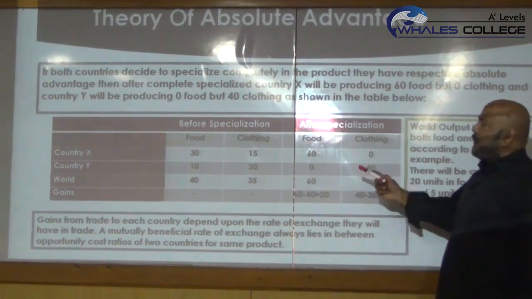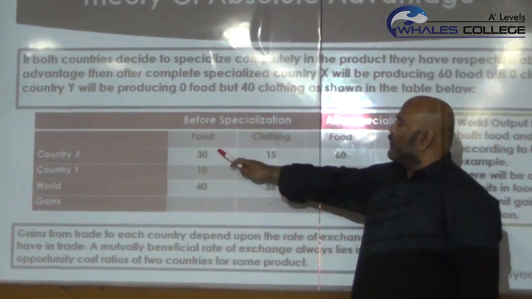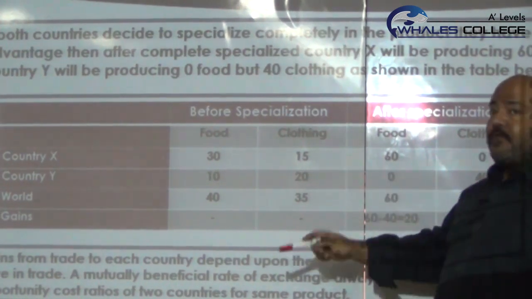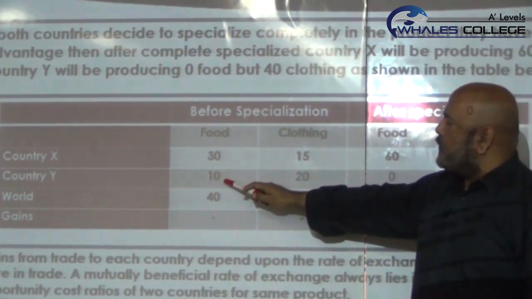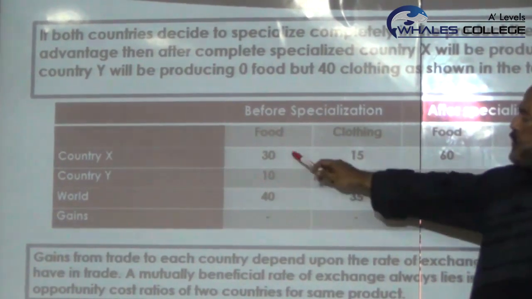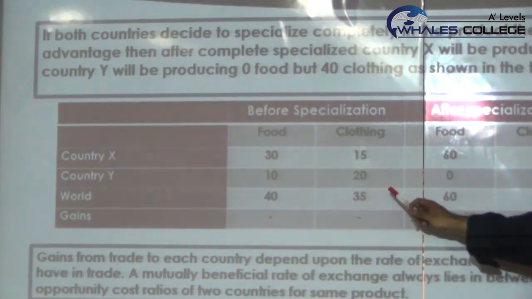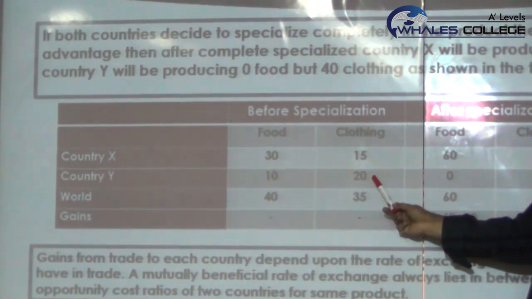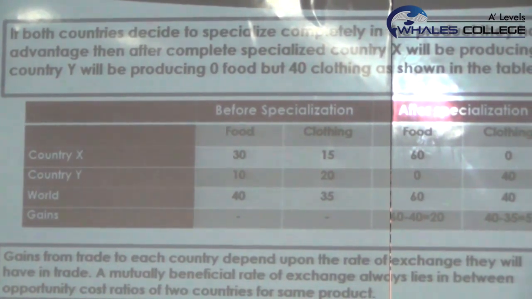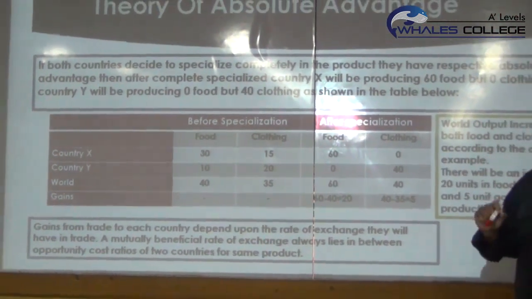Now, before specialization, the situation was like that. Country X: 30 units of food, 15 units of clothing. With the same available resources, country Y is producing 10 units of food and 20 units of clothing. So it shows that country X has an absolute advantage in food and country Y has an absolute advantage in clothing. And the world before specialization is getting 40 units of food and 35 units of clothing.